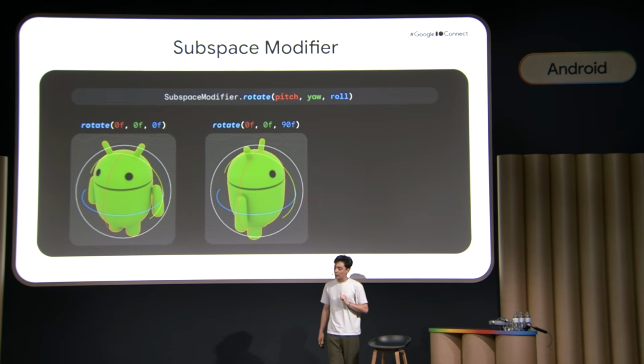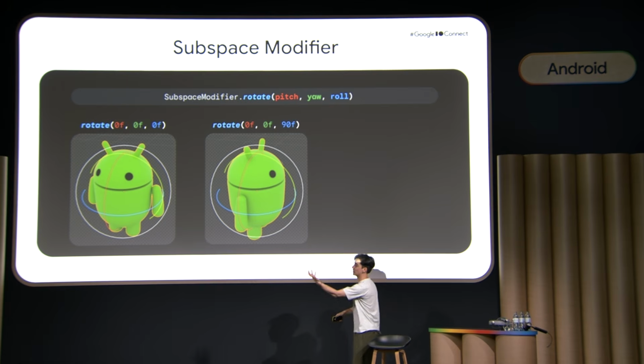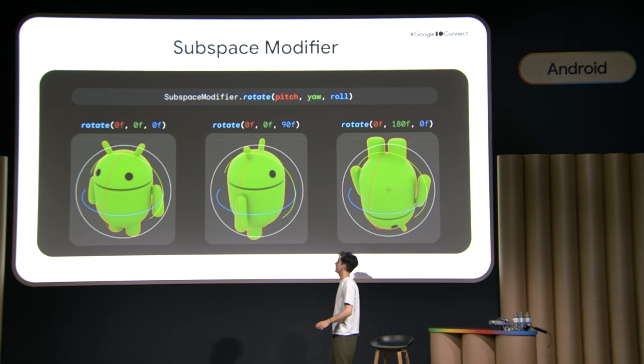Then we'll rotate it 90 degrees along the blue axis. In this example, you can see that the blue axis represents this motion of rotation. So we've rotated 90 degrees in this direction. And in this third example, we've got 180-degree rotation along the green axis, which is yaw.